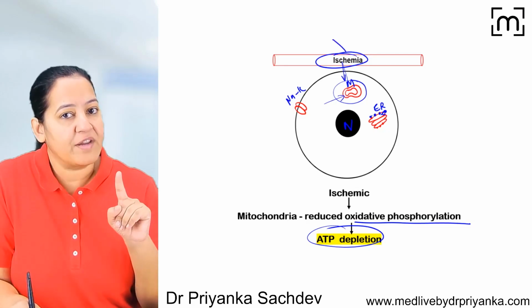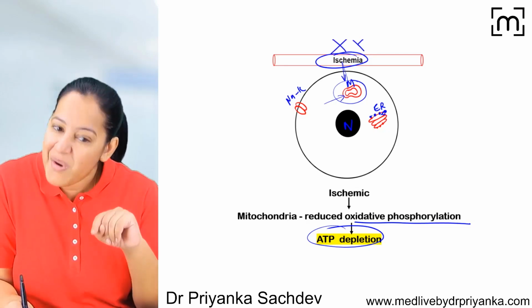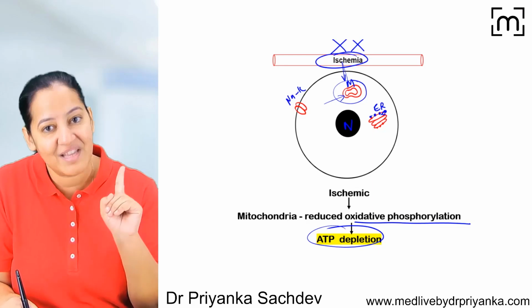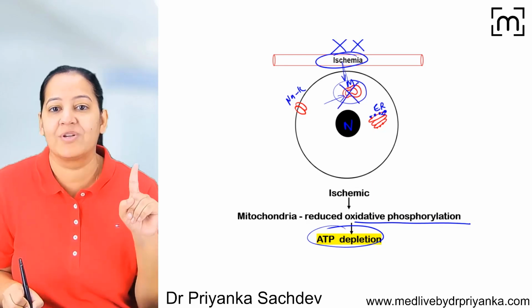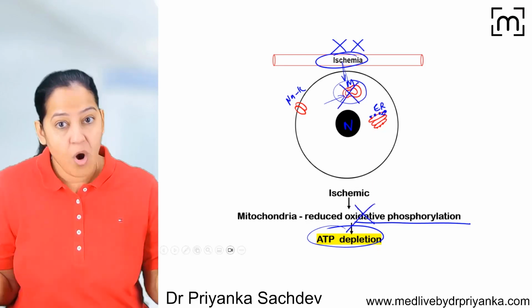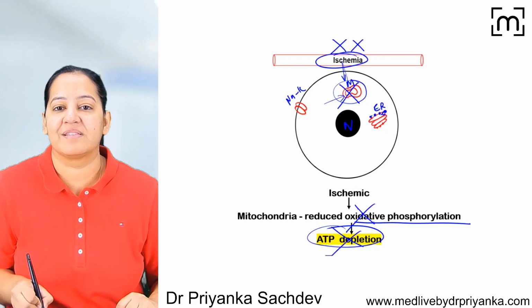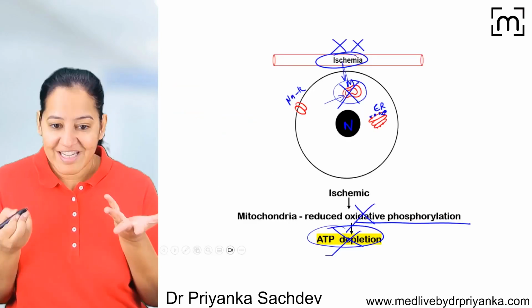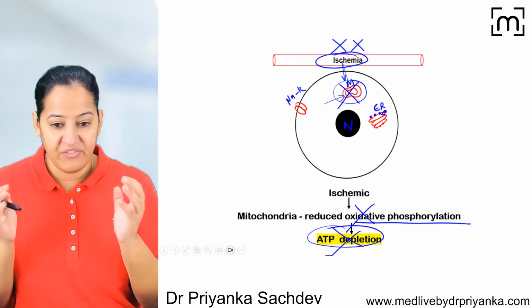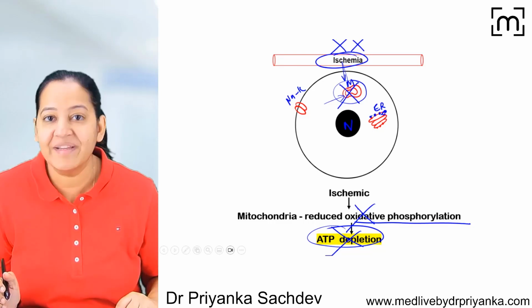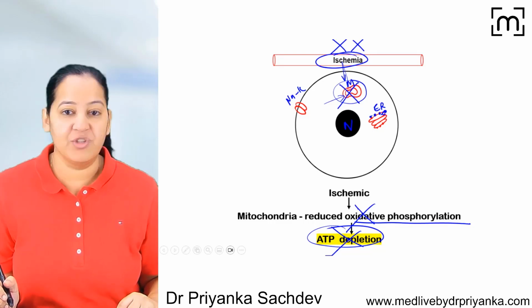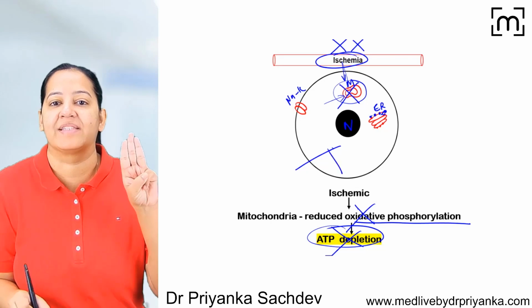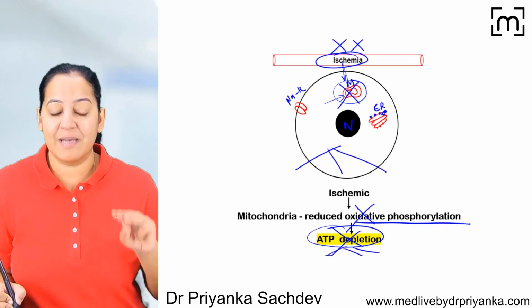Now, if the cell is not getting the blood, the cell is not getting the oxygen inside the mitochondria, there is no oxidative phosphorylation. If there is no oxidative phosphorylation, there is no ATP synthesis. So that is the mechanism of ATP depletion. You will be thinking, ma'am, why is ATP required for the cell? If ATP is not there, will the cell be injured? Yes, the cell will have cell injury if ATP is not there, by 3 mechanisms. Let me explain the 3 mechanisms.